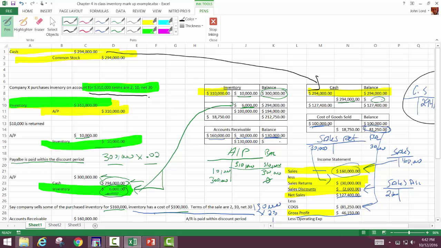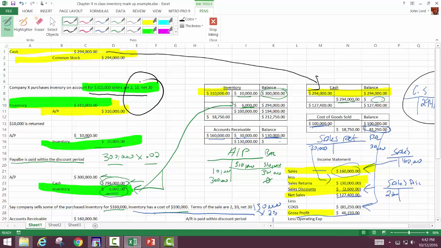But then the guy tells us, by the way, I'll give you a discount if you pay me a little early. If you pay me in 10 days instead of 30 days, I'll give you a 2% discount. How do I know that? I know that by reading these terms right here. This says we will get a 2% discount if we pay in 10 days. If we don't pay in 10 days, we have to pay the whole amount in how many days? In 30 days. That is read 2/10, net 30.